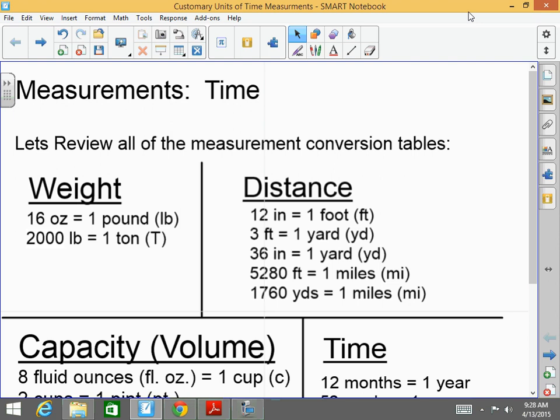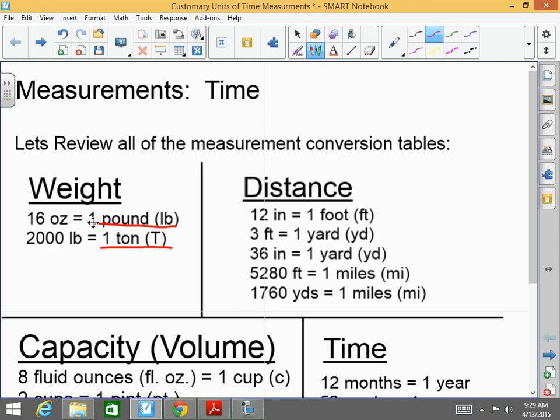As far as weight goes, please remember that 16 ounces equals 1 pound. 2,000 pounds equals 1 ton. Weight's pretty easy, okay? Because we're only dealing with pounds, tons, or ounces.